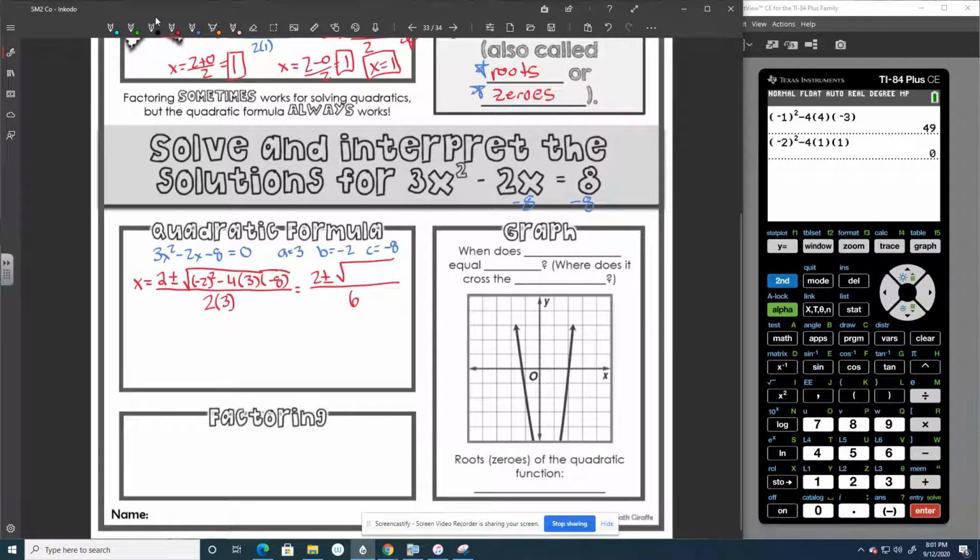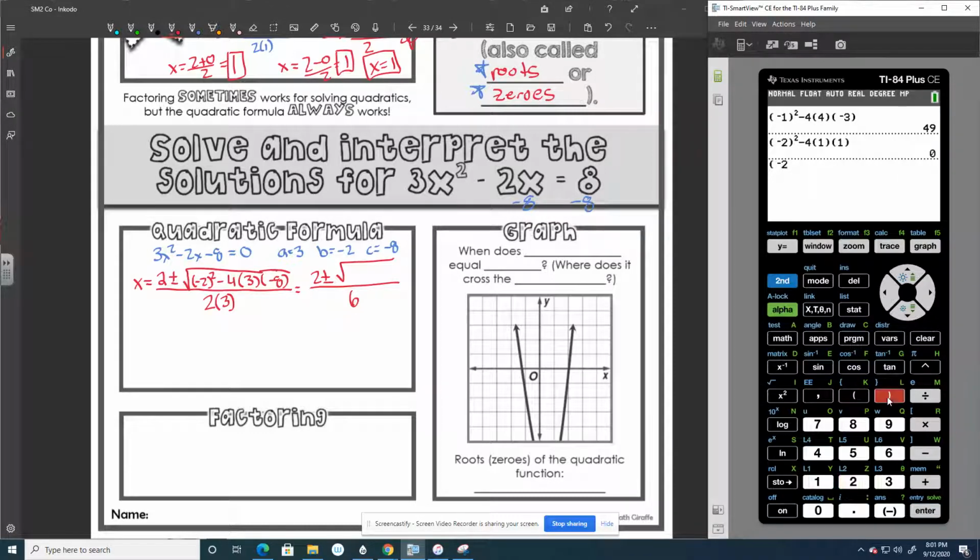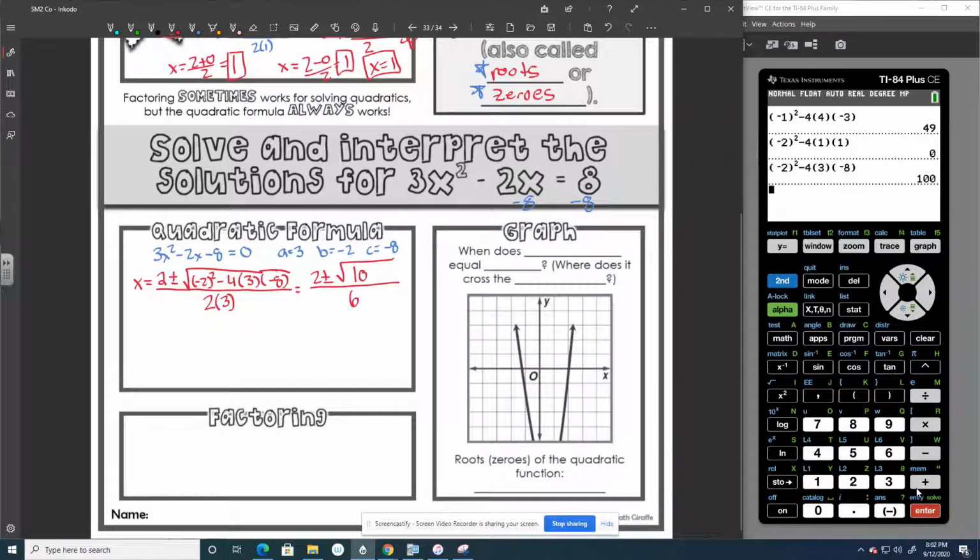And then this square part, before I take the square root, I'm going to plug it in my calculator. Negative 2 squared minus 4 times 3 times negative 8, and I get 100. So that means underneath this square root, I get 100. Well, I know that the square root of 100 is actually 10. So 2 plus or minus 10 all over 6.